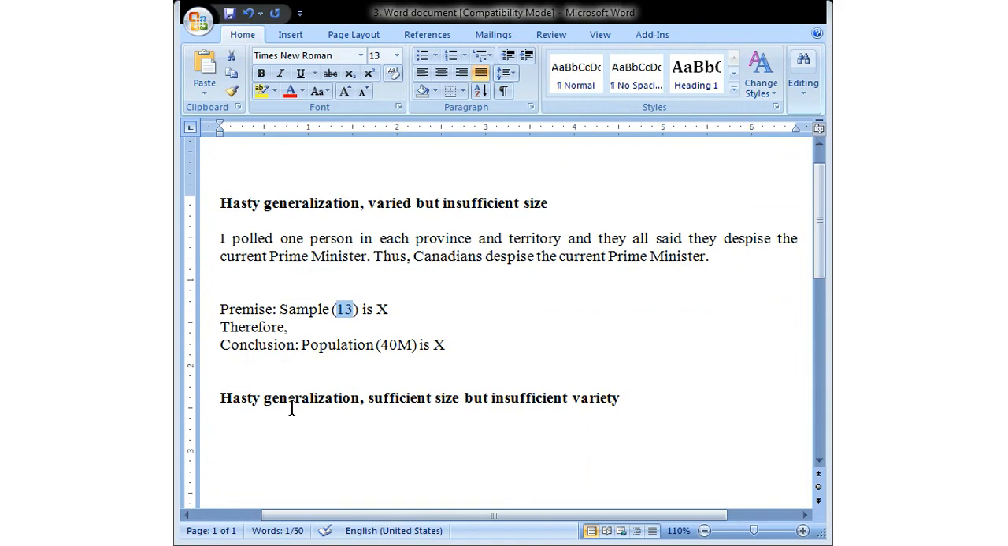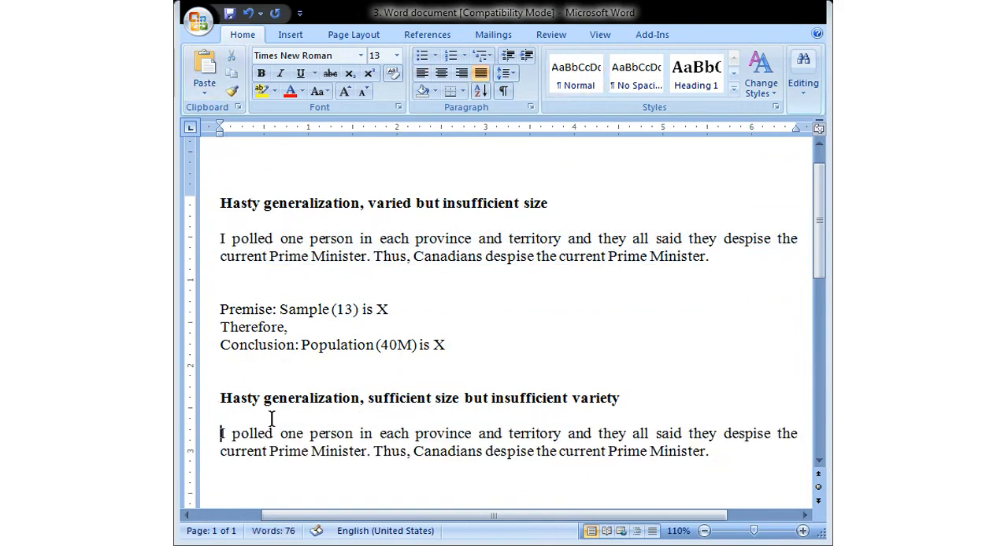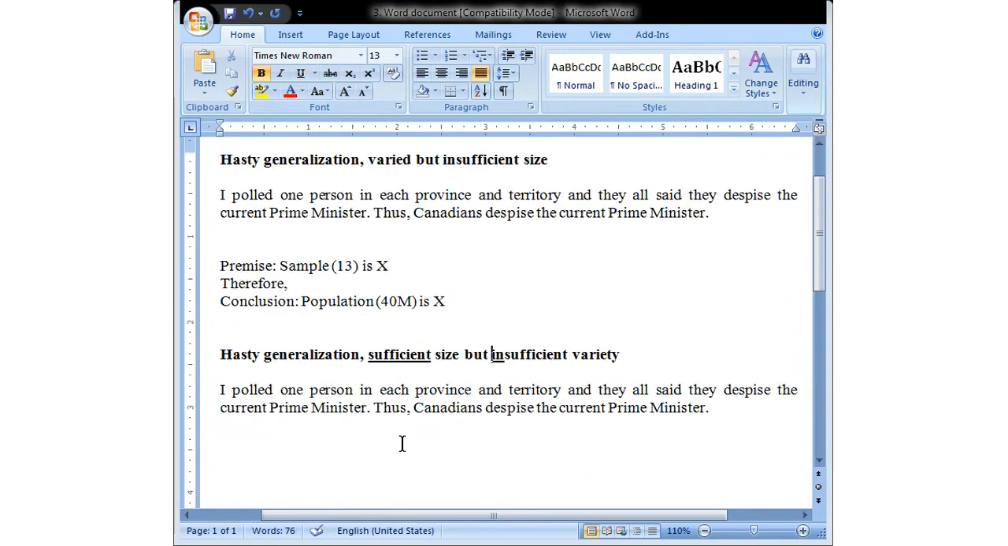Let's agree that 10K is a good amount, right? So we want sufficient size here. I'm going to make a variation on this one now, where I want to say sufficient size but insufficient variety. Notice here we want to be careful with our words. So let's imagine I polled, let's agree to 10K people. Let's make it even more dramatic: 50K people. That would be an expensive poll.